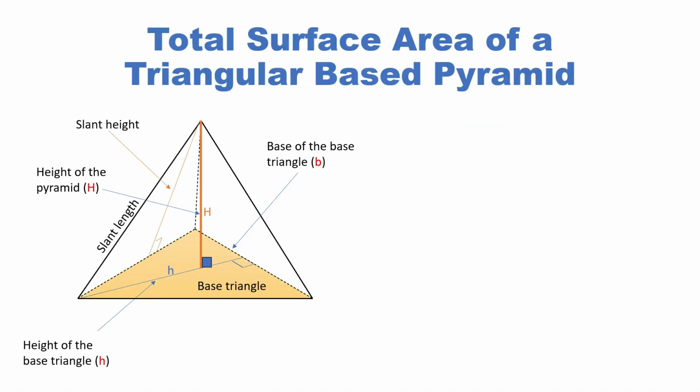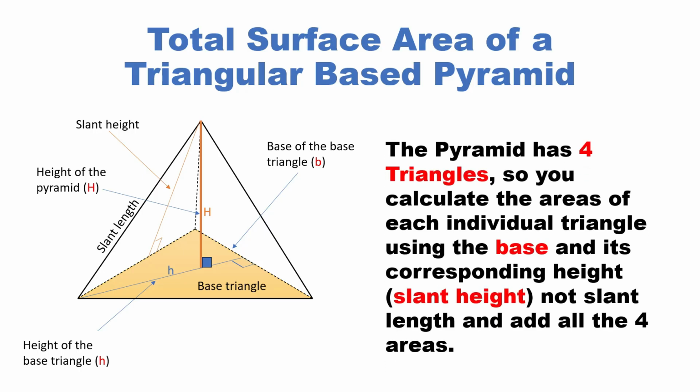Now let us move to the total surface area of a triangular-based pyramid. This pyramid has 4 triangles, so you calculate the areas of each individual triangle using the base, and its corresponding height, the slant height, not slant length, and then you add all the 4 areas. So, to make things clearer, let us break down this pyramid into its individual triangles.